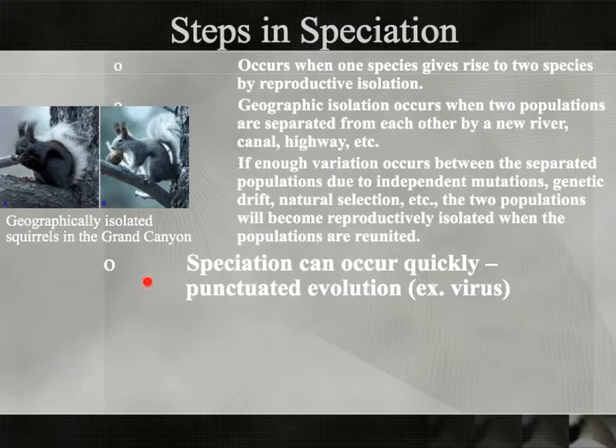Now, a real important point here is that speciation can occur quickly, through punctuated evolution. If you remember from Bio 20, you had one species, and then all of a sudden, boom, a new species happened, and then boom, another new species happened. And this could be a virus. All of a sudden, there was a rapid change, and a completely new species develops from the original, and then what we have here is different species that are reproductively isolated from one another.